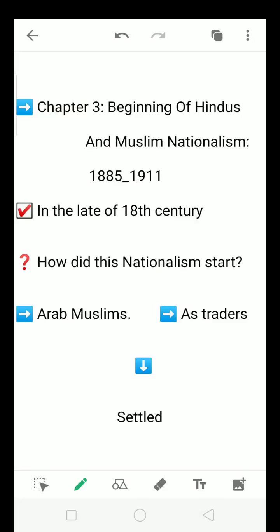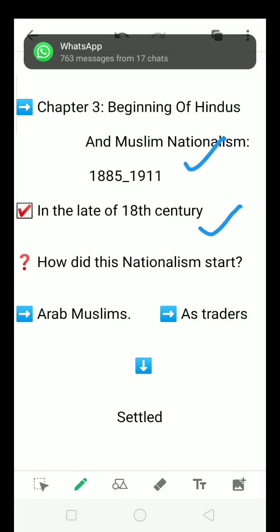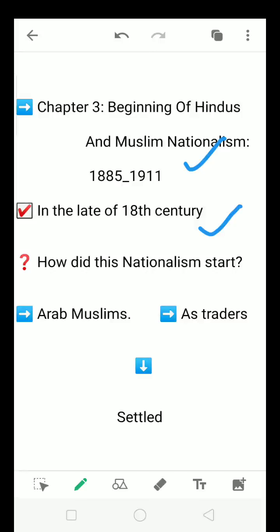So students, today we will start our chapter 3, Beginning of Hindu and Muslim Nationalism, 1885 to 1911. So what happened in the late 18th century? In the late 18th century, this was considered the beginning of Hindu and Muslim nationalism, when they became two nations in the subcontinent. So we will know how this nationalism started.